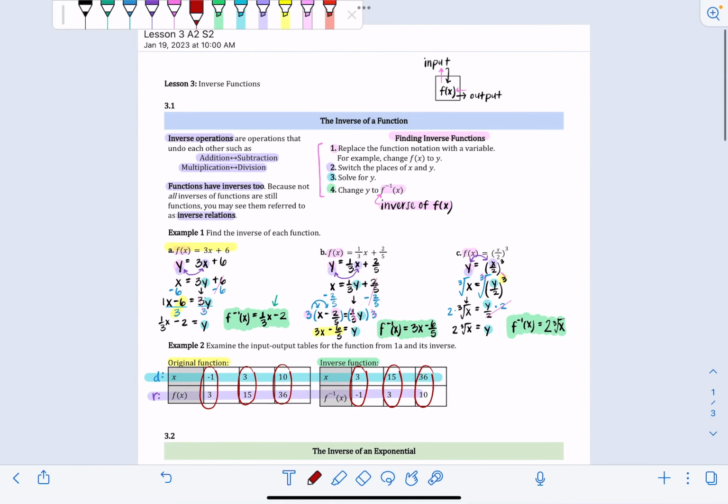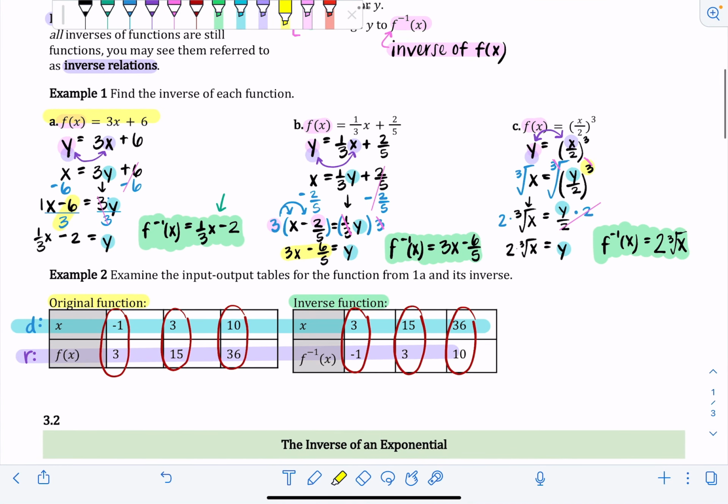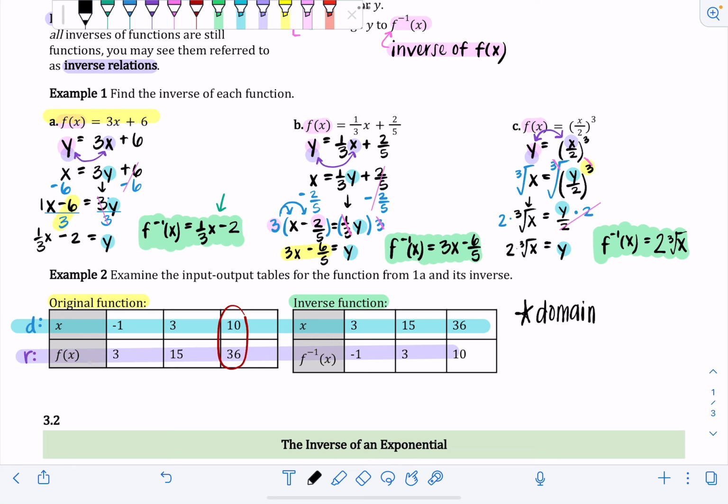So it goes back to this little picture that we drew up here, where if you have a function, you put in the input, you get out the output, the inverse would take the original output, put it in, and give you the original input. It switches the order. So that means that when you have a function and its inverse, the domain and the range switch, or the input and output values switch. So domain and range switch.